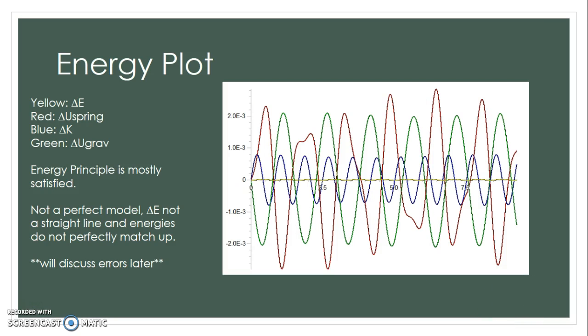When we go back and analyze our energy plot, we can see that the total change in energy, which is represented in yellow, pretty much stays consistently at zero. This is good because it satisfies the energy principle. We can also see that the blue kinetic energy and the green gravitational energy stay consistent as well. We do have one glitch in the potential spring energy, shown here and here. This is an error that we will discuss later, but for the most part we can say that the energy principle is satisfied.